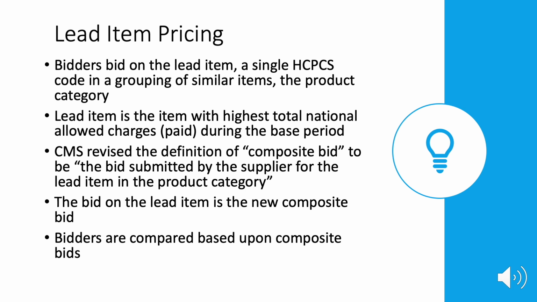So as a result of lead item pricing, CMS had to make some other changes, including some of the definitions. The term composite bid is a term that CMS uses, and it is how CMS compares bidders to each other. So CMS had to revise the definition of composite bid to be the bid submitted by the supplier for the lead item in the product category. Therefore, if you see the term composite bid, all it is referring to is the lead item in that particular product category. And when CMS is essentially lining up bidders from low prices to high prices, they will be lining up based upon bidders' composite bids, which again is simply the price for the lead item in a product category.